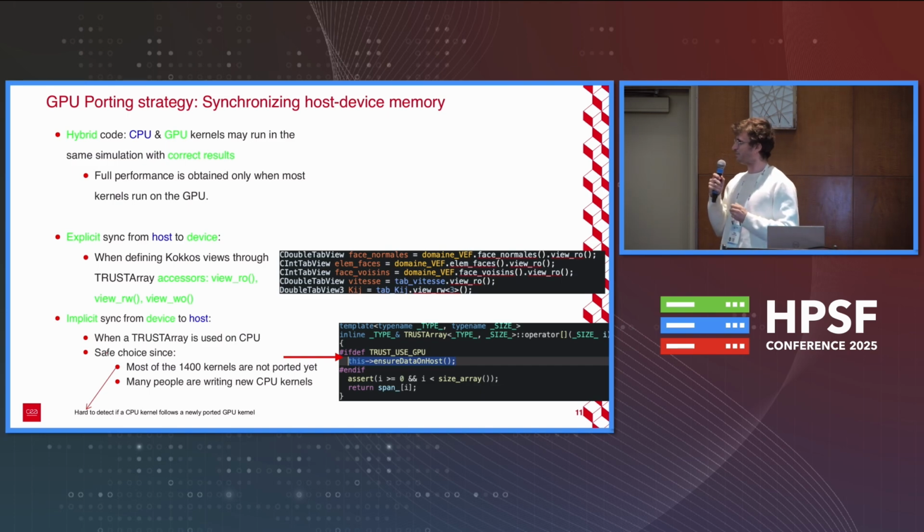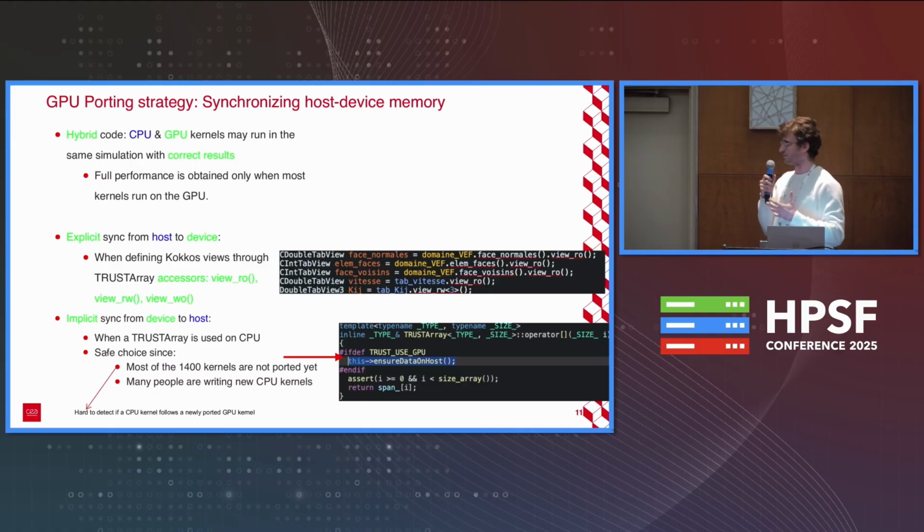For device-to-host synchronization, it's slightly different. We do it implicitly. Essentially, we rewrote the access operator of our trust array by adding this function, ensure data on a host. This function detects if the data is more up-to-date on the device, so out-of-date on the host. And if that is the case, we do this synchronization from device to host. That is quite expensive, because now every time we access a trust array, we do this check. But it's a safe, necessary choice for several reasons.